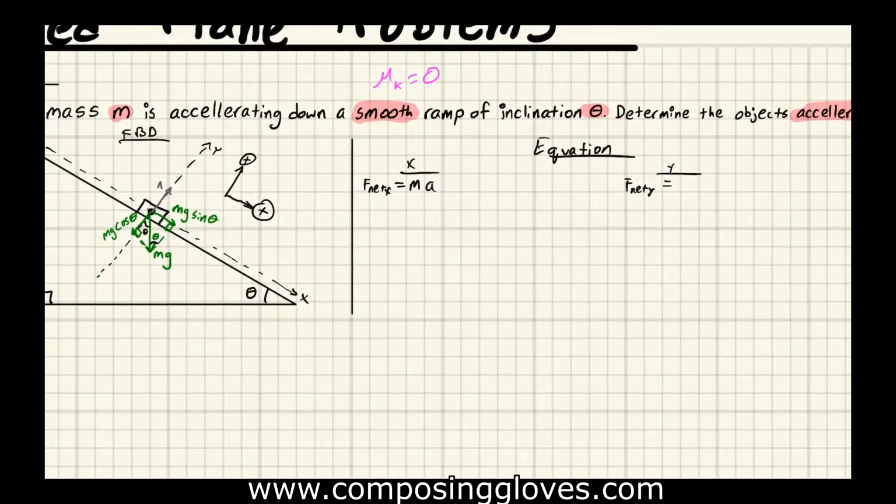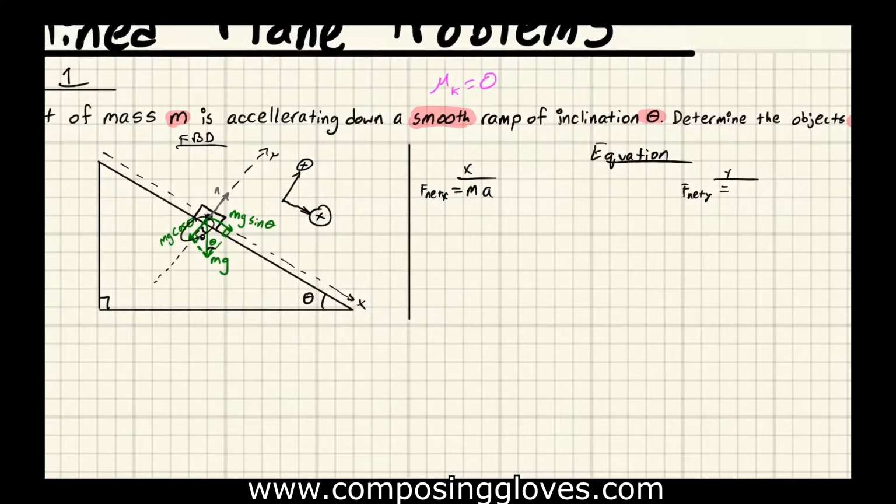And now over here we have F net y. Are we moving up and down? No, we are balanced as is shown by our diagram. So this is equal to 0. Now we care about the acceleration. That's what we want to know. So we're going to work with the x equation.